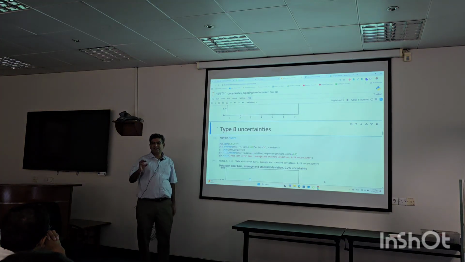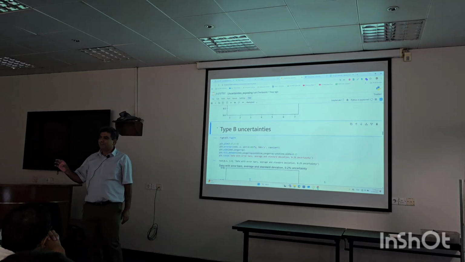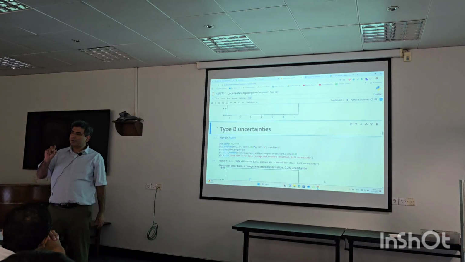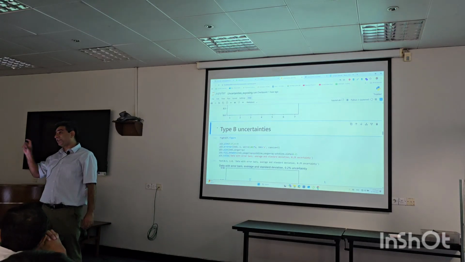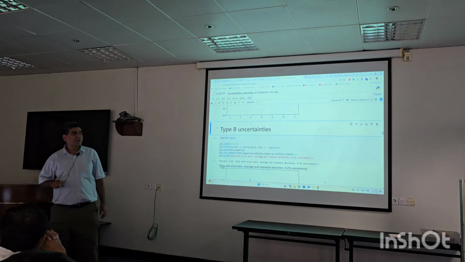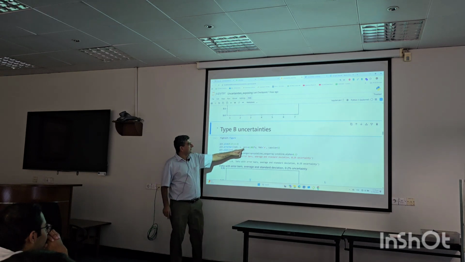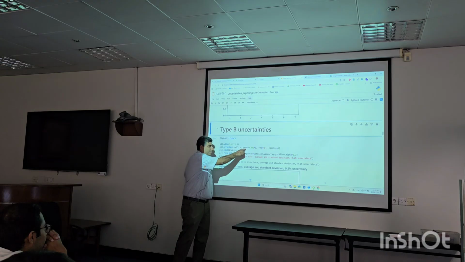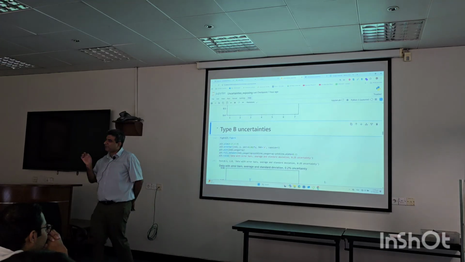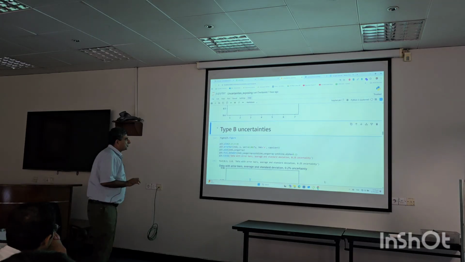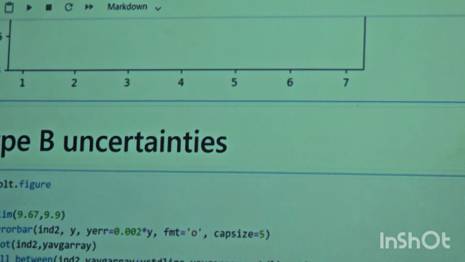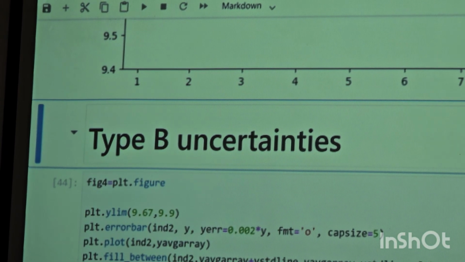I want to plot the data with the type B uncertainties, and I want to plot the standard deviation line of the data as well. So what I do is, I now assume that there is an error in each Y value, and that error, the type B uncertainty, is 0.2%, 0.002 times each value that you get. So I want to plot this data with error bars. So all the plots that you make must be with error bars.